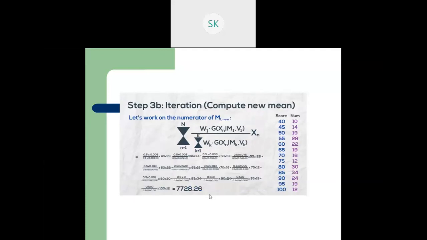So now further elaboration of the computation. Let's work on the numerator of m1 comma new. This is the numerator, the same as our weight computation, multiplied by xn. So the result we got is 7728.26. The detailed calculation is provided in this slide.